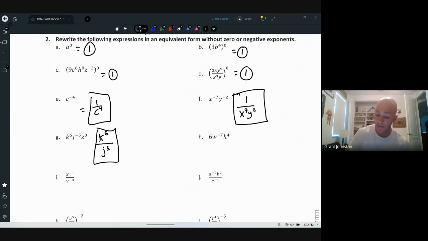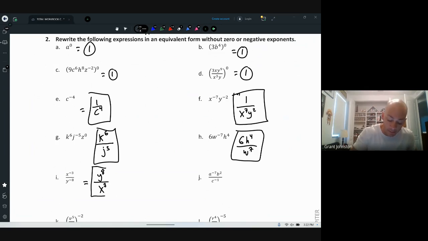H is similar. 6 stays up, so does h to the 4th. w goes down. I is kind of different. So I have an x to the negative 3 in the numerator. That's going to go down and become x to the positive 3 in the denominator. But when you have it in the denominator and it's negative, that's going to come up. So if it's in the numerator and it's negative, it's going to come down. If it's in the denominator and it's negative, it's going to come up.